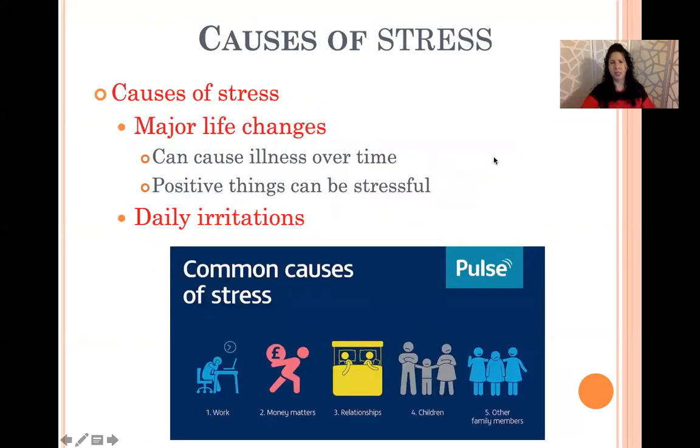So what are some of the things that cause stress? Really two big primary ones are going to be when we go through what we think of as major life changes. So when we go through things like marriage, when we go through things like divorce, when we go through things like a sickness or an illness, when we go through moving across the country, these are major life changes that happen that cause stress.